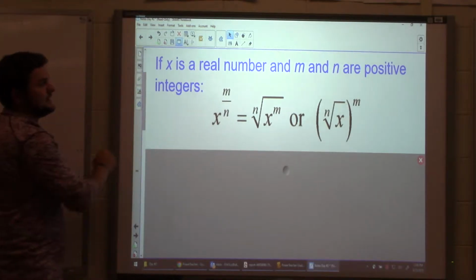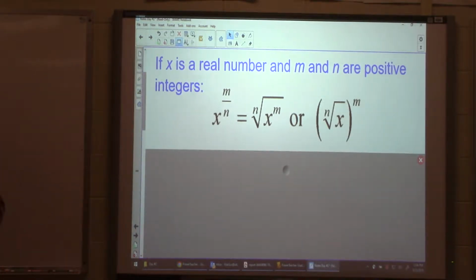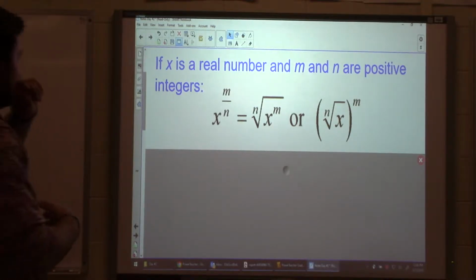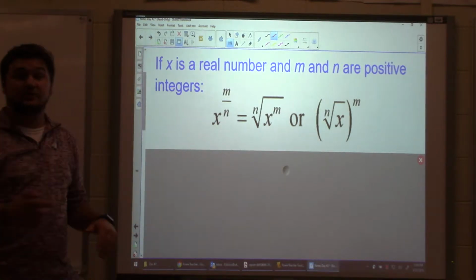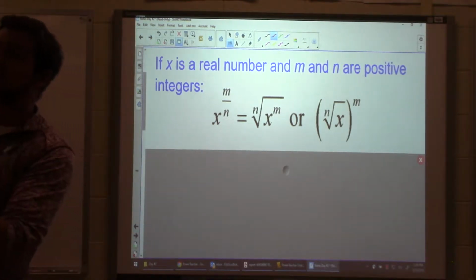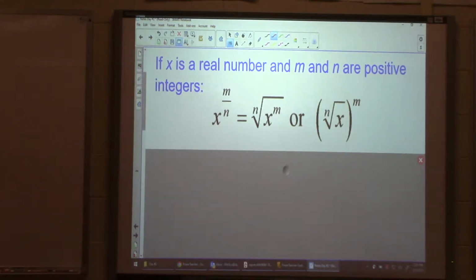Okay. If x is a real number and m and n are positive, that is the key thing there. M and n need to be positive, which means we need to have a positive exponent. So anytime you have a negative exponent, it's got to become positive before we can do this. What happens is we're going to change it to a radical. That's what we're going to learn to do today. We're going to change fractional exponents to radicals, and tomorrow we're going to do radicals to fractional exponents.